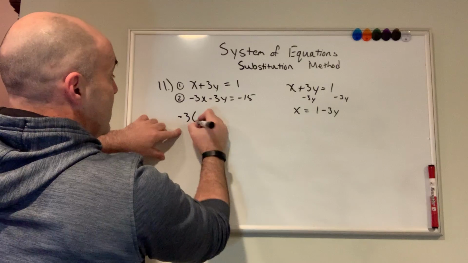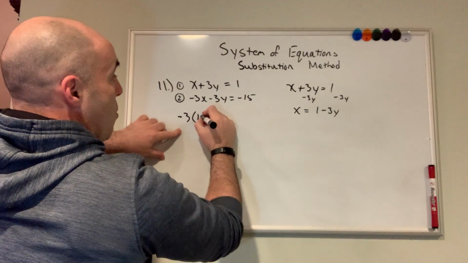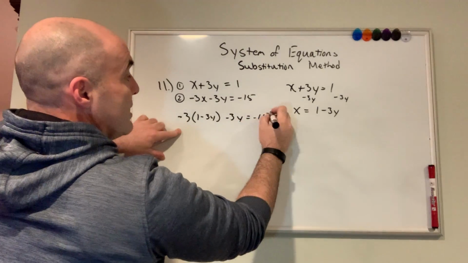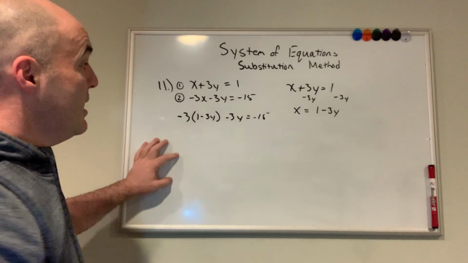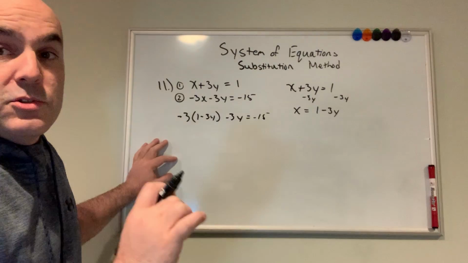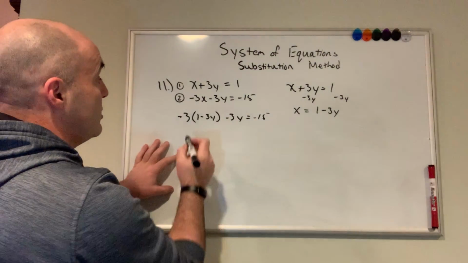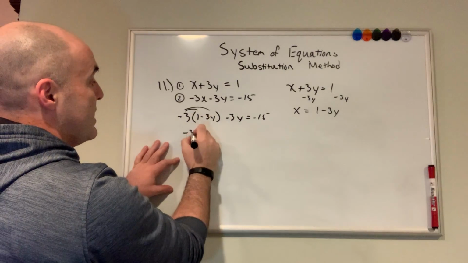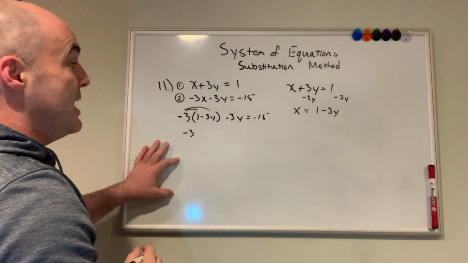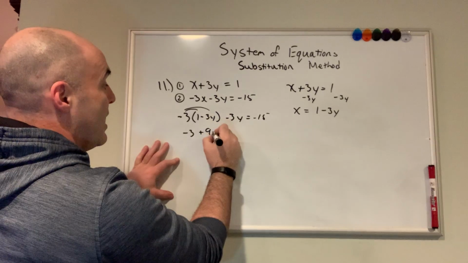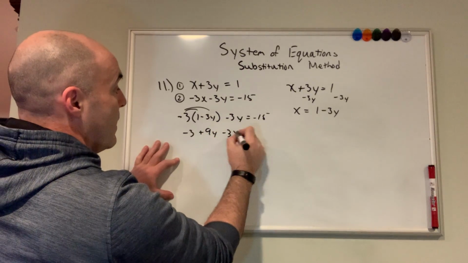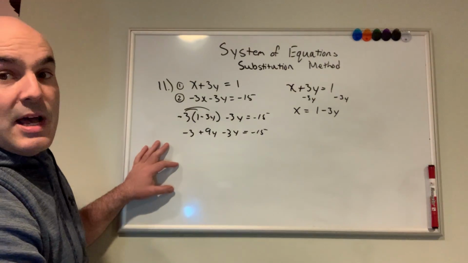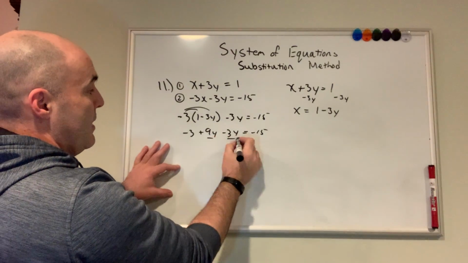So negative 3 times 1 minus 3y, minus 3y equals negative 15. Okay? Now we have an equation in one variable, just y, and we're going to solve for that variable. So let's go ahead and simplify first. Negative 3 times 1 is negative 3. Negative 3 times negative 3y is positive 9y. Okay? Now, I have like terms on the same side, so let's simplify those first.